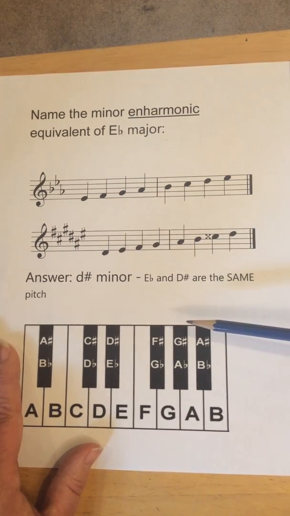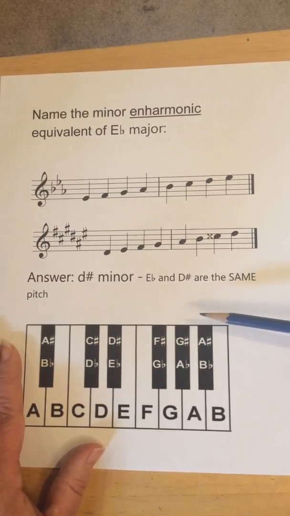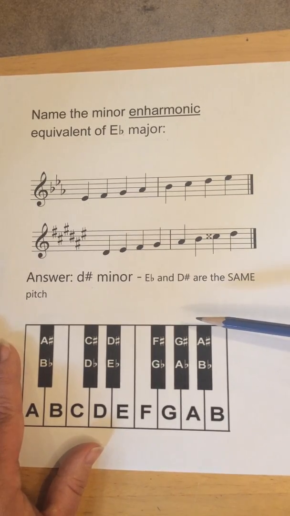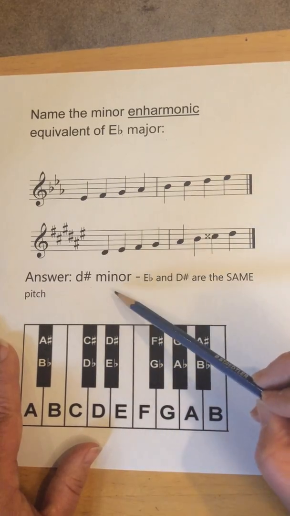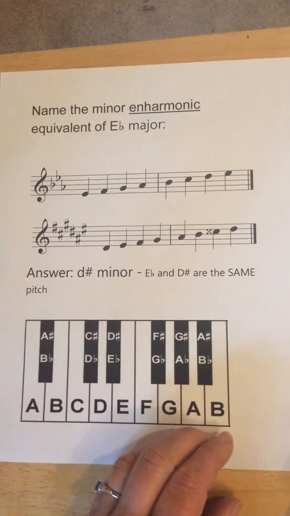The same note to hear, the same note to play, but on paper, they're different, and their function is different. What they are within the key that you're playing in, their function is different. Okay, so the answer is D sharp minor. E flat and D sharp are the same pitch. I hope this helped.